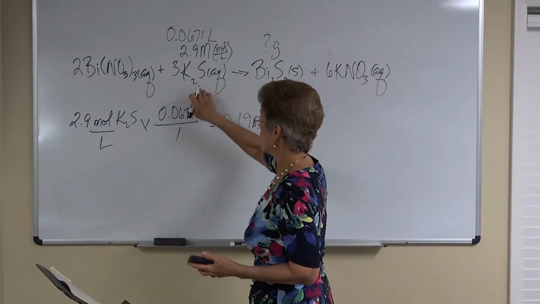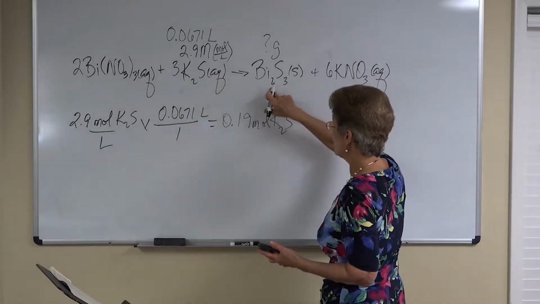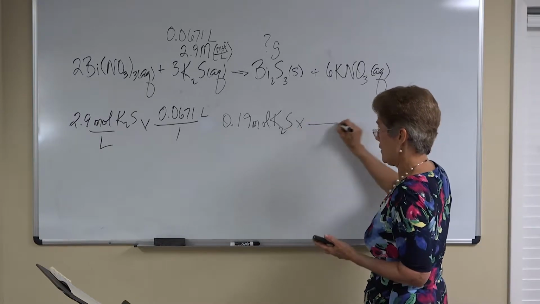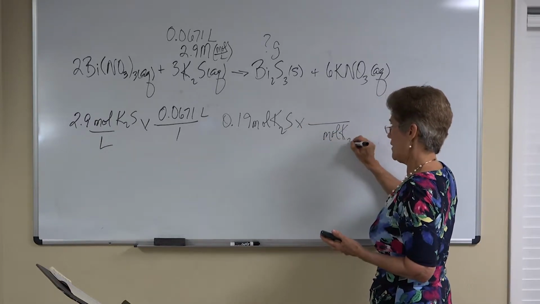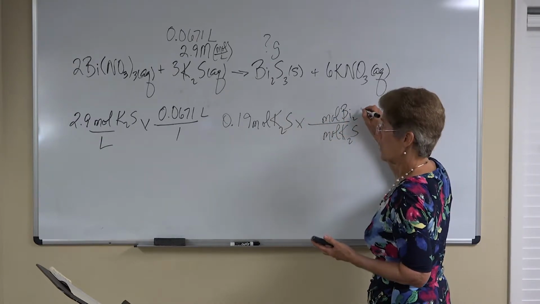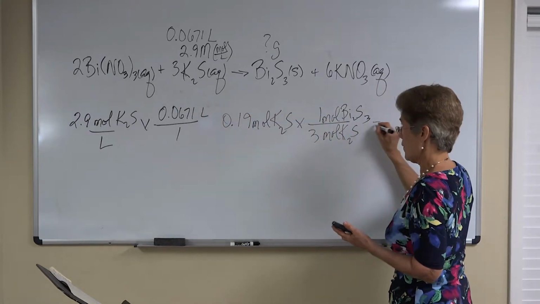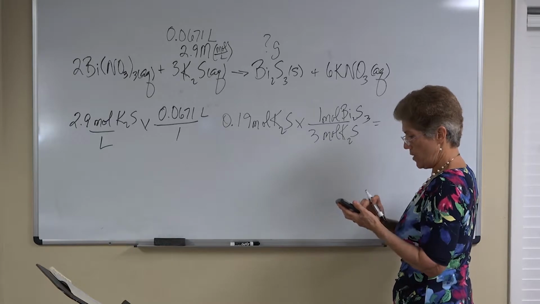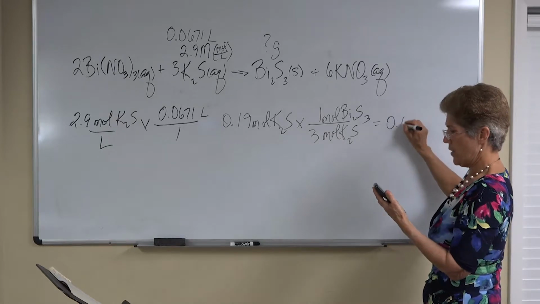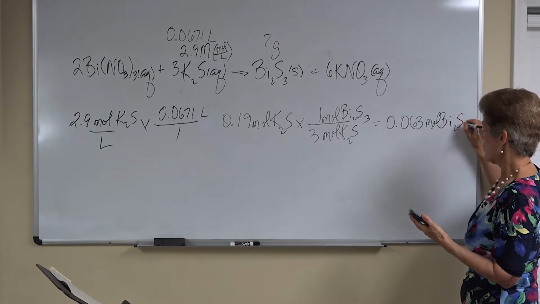Now I'm to the moles of this. I use this and this to get to the moles. Now I can go from the moles of this to the moles of this. So I'm going to do that. For simplicity's sake, I'm going to erase that, and keep going. I have moles of potassium sulfate, and I'm trying to get to the moles of bismuth sulfate. For every 1 mole of this, there's 3 moles of this. And so we go 0.19 divided by 3 equals, okay, two significant figures, 0.063 moles of bismuth sulfate.